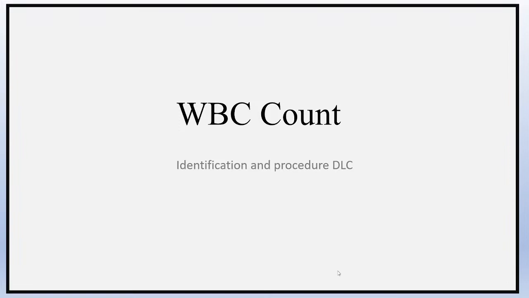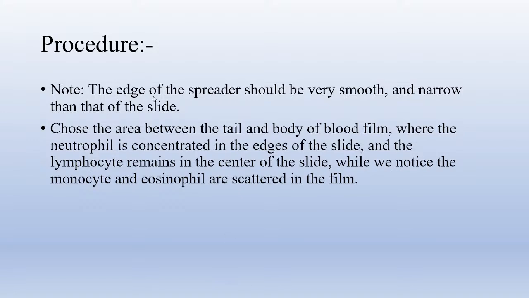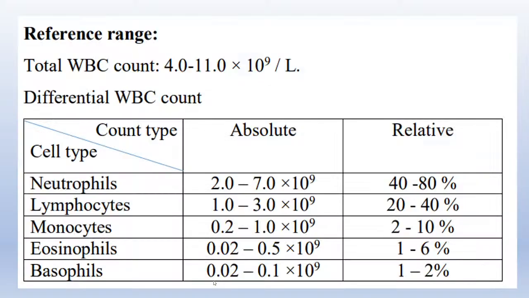This is basically the identification and the procedure of DLC. DLC stands for differential leukocyte count. Talking about the procedure of the DLC, we have to be sure that the spreader, that is the edge spreader, should be smooth and narrow. The area between the tail and the blood of the limb is where the neutrophil is mostly concentrated, at the edges. And we should be using the junction side for seeing the slide.